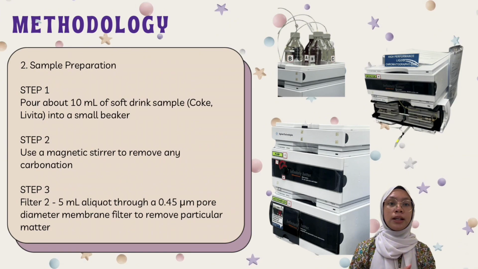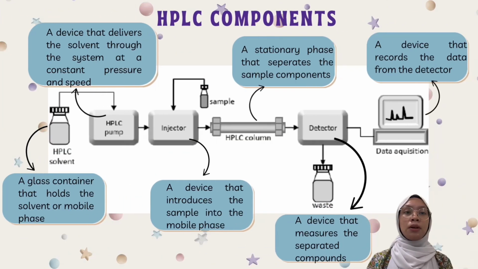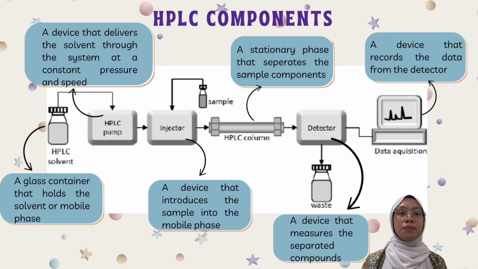to remove particulate matter. So this is the block diagram of HPLC, where I will be explaining the function of each component. For the first one, we have the HPLC solvent. It is a glass container that holds the solvent or the mobile phase. Next, the HPLC pump. It is a device that delivers the solvent through the system at a constant pressure and speed. Next, we have the injector. It is a device that introduces the sample into the mobile phase. Next, the HPLC column. It is the stationary phase that separates the sample components.